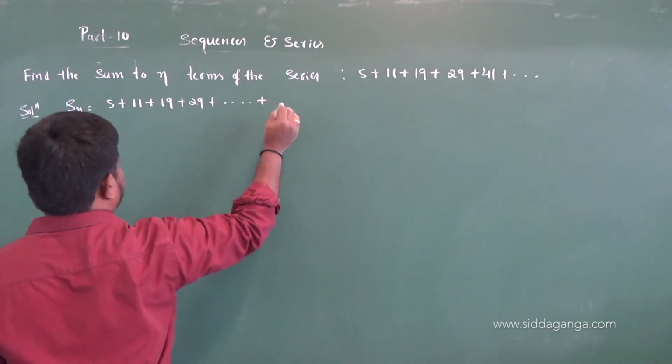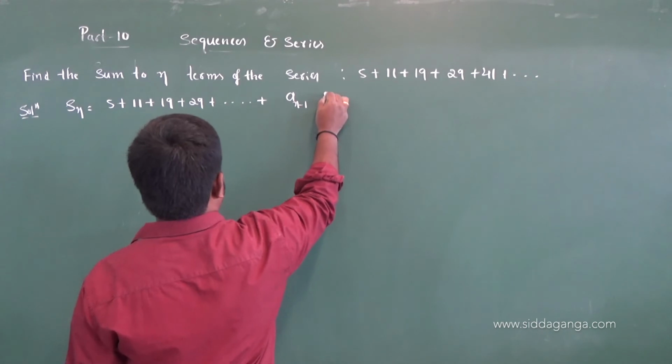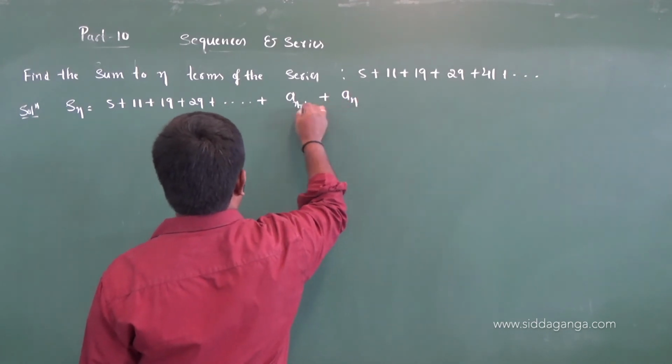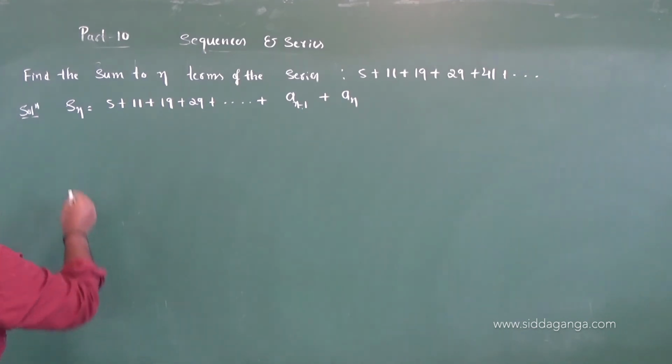5 plus 11 plus 19 plus 29 plus 41 and so on. Here the last term is An. Before that, An minus 1, right? This is the previous one. Okay. I'm going to write once again Sn.